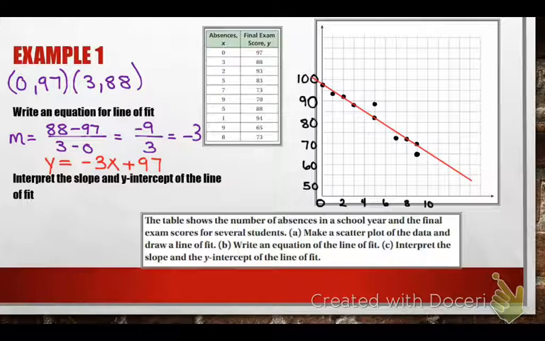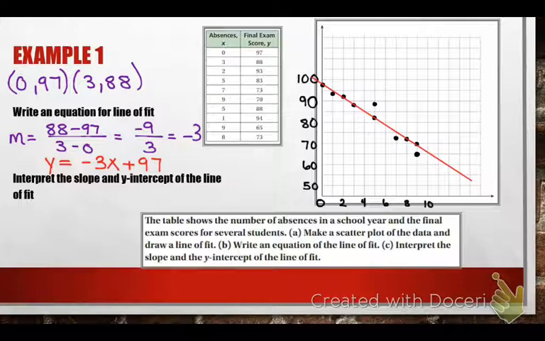If you're interpreting the slope of this equation, which number are you looking at? -3. So what does -3 mean? -3 tells me how x is affecting y. So let's give a name for it. What is the name for x?